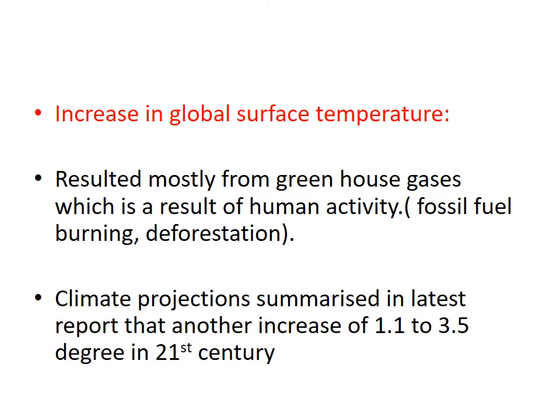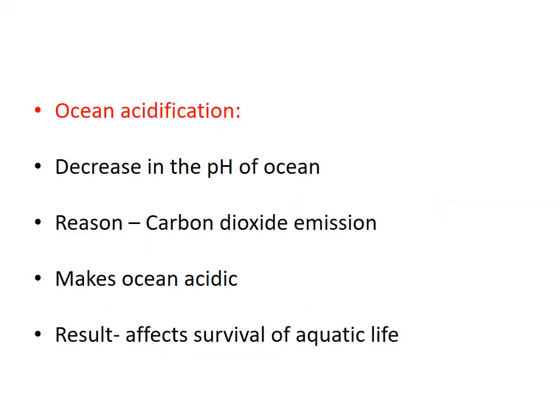Climate projections summarized in the latest report show another increase of 1.1 to 3.5 degrees in the 21st century. Ocean acidification, a decrease in pH of the ocean. The reason is carbon dioxide emission. It makes the ocean acidic. As a result, it affects the survival of aquatic life and causes destruction of aquatic life.